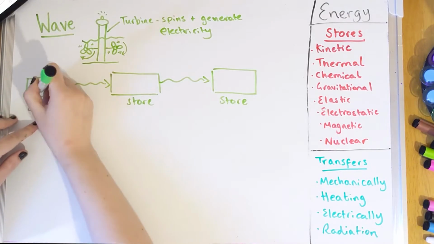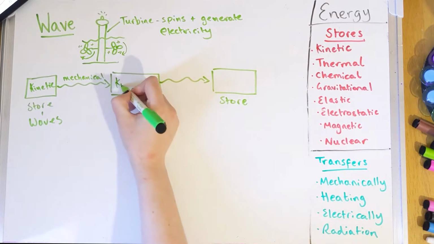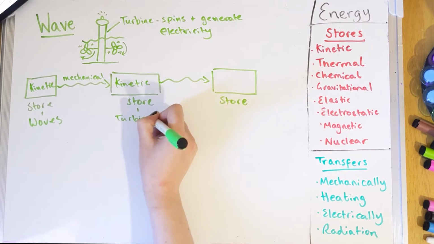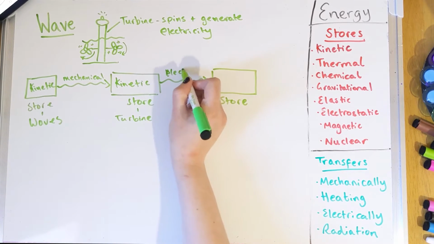So we are starting off with the kinetic store in the waves as they're moving. That's transferring energy mechanically. So remember, it's moving to the kinetic store in those spinning turbines. As those turbines spin, it's going to be transferring energy electrically to the chemical store in a battery or to your homes.